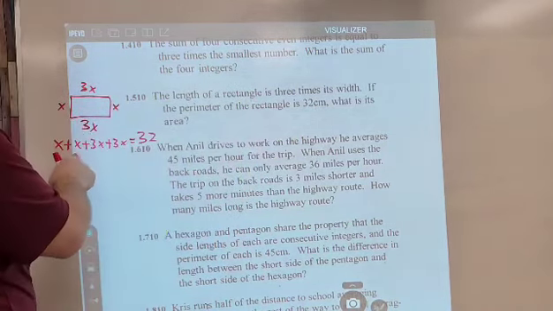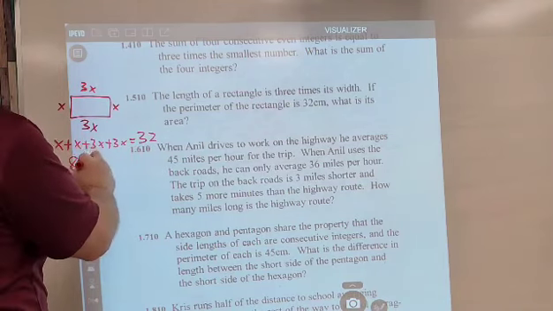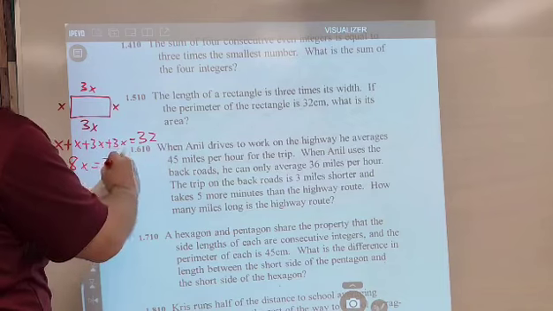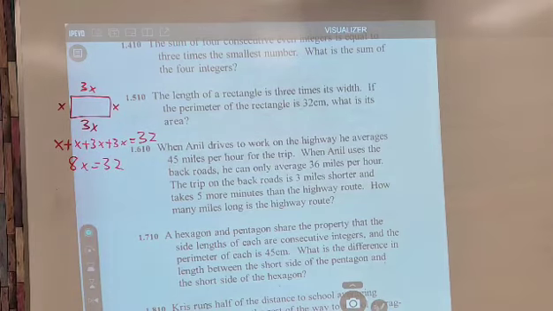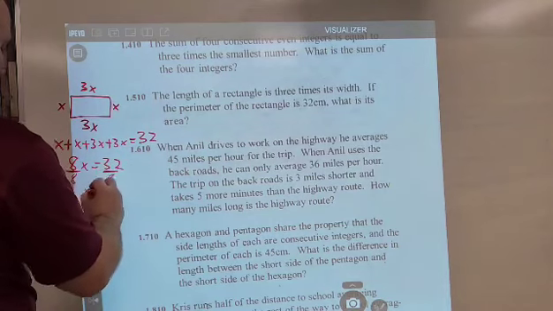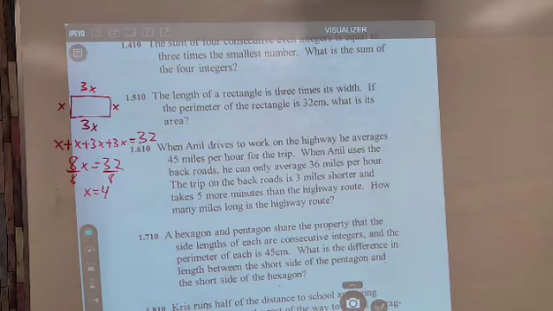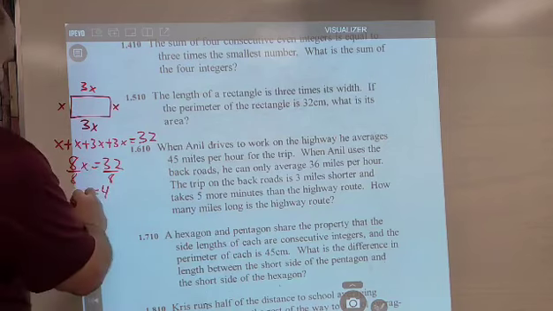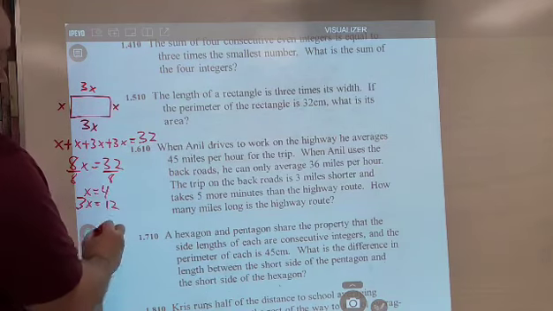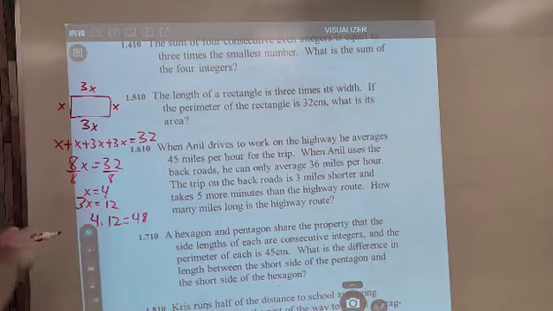So x plus x is 2x, plus 3x is 5x, plus 3x, that's 8x, and we add them all up. Just a one-step equation. Instead of multiplying by 8, we divide by 8. So we know the shorter side is 4. Well, how do you find area of a rectangle? You just multiply the length and width. So if the one side's 4, and we know that 3 times x, or 3x, would be 12. So we would take 4 times 12, which is 48, would be our answer.